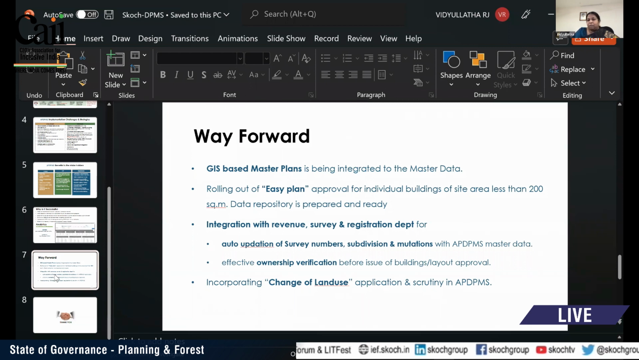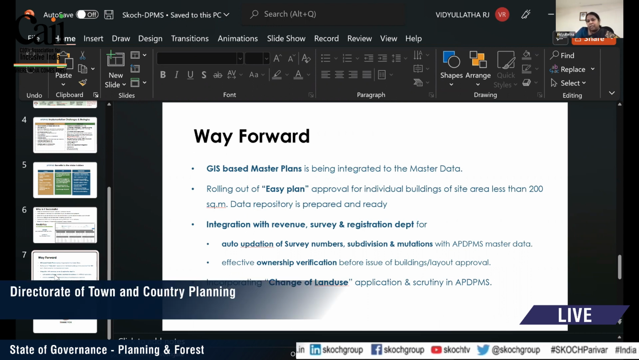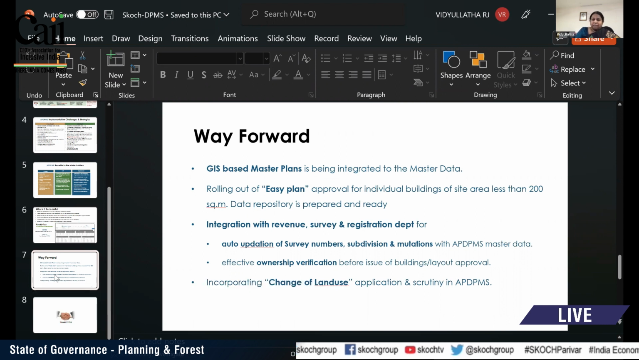And our way forward is we are preparing the master plans on a GIS platform also. After completing the GIS-based master plans, it will become very easy to incorporate the building permissions in the GIS-based master plan, and it will be useful for many other departments and the public also. So, thank you, sir.